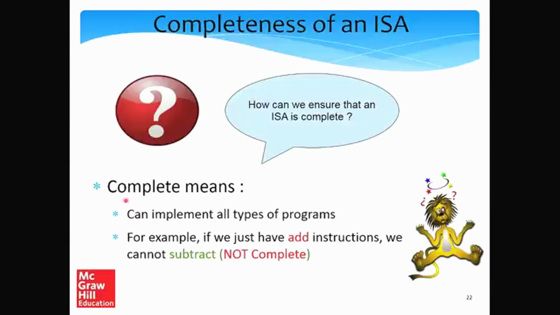So this particular subsection of the book and this particular part of the lecture deals with the following aspect. How do we ensure that an ISA is complete? Which means it can implement all kinds of programs. Let me give an example. Let us assume that we just have add instructions. If we just have add instructions, can we subtract? Can we compute 5 minus 3? The answer is no. But if we just have subtract instructions, we can definitely subtract, but can we also add? The answer is yes.